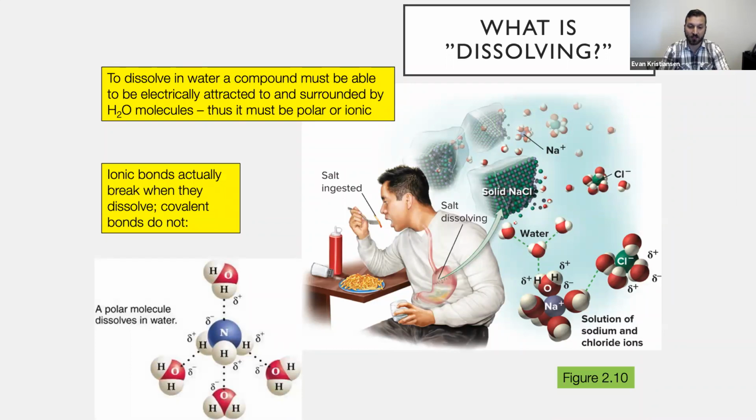What happens here is the ionic bonds break when they dissolve, but covalent bonds don't do the same. So the ionic bond between sodium and chloride breaks, and a new bond, a hydrogen bond, is formed between the oxygen molecules of the water and the sodium that is floating around, or the hydrogen molecules of the water and the chlorine.